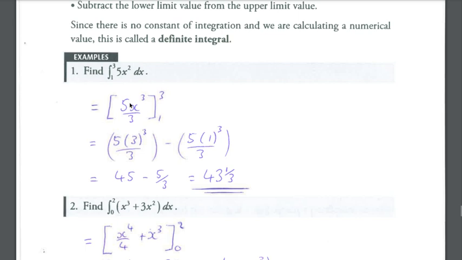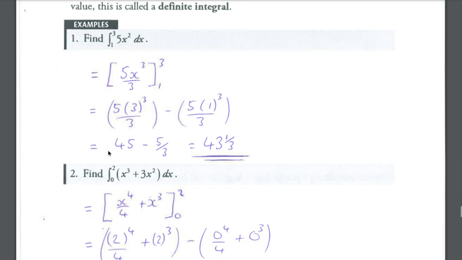So once I've done that, to find that area, all I do is I substitute 3 in, I substitute 1 in, and I subtract the lower from the upper. Okay, so the value given by the lower limit, I subtract that from the value given by the upper limit. So we have 45 minus 5/3, which is 43 1/3.